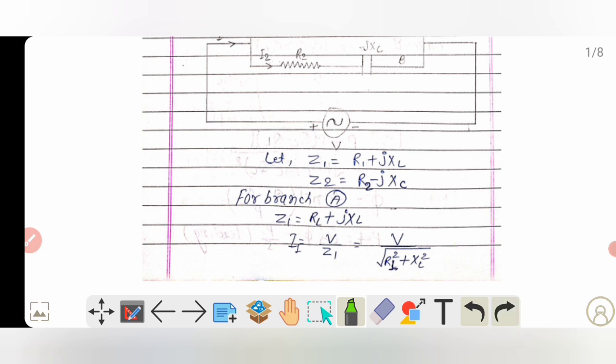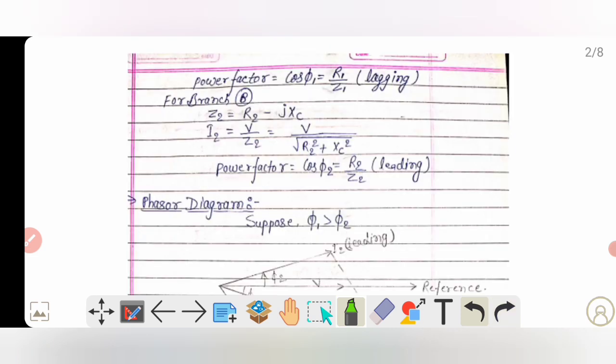Now, we will move to the next one. For branch 1, if you want to calculate the value of power factor, it will come out to be r1 by z1, which will be lagging in nature due to the presence of inductor in the branch. For branch B, the current will be equal to V by root under r2 square plus xC square. And the power factor for branch B will be cos phi 2 is equal to r2 by z2, and this will be leading in nature due to the presence of capacitor in branch B.